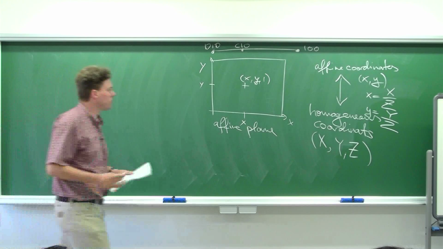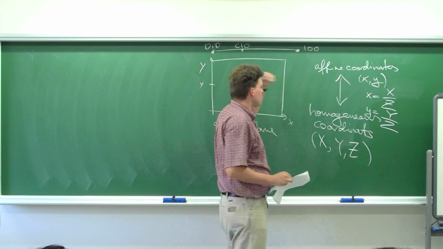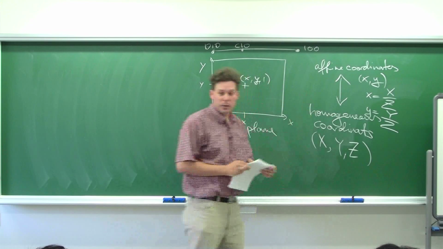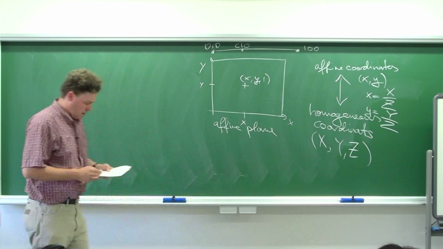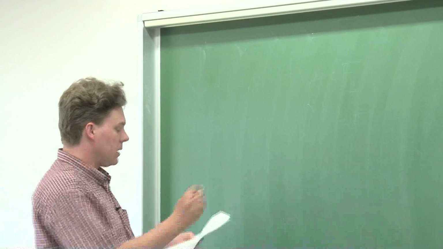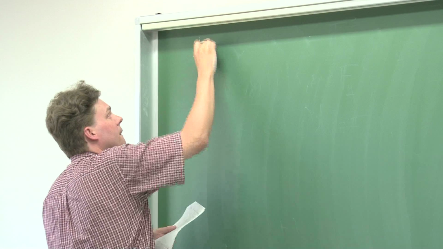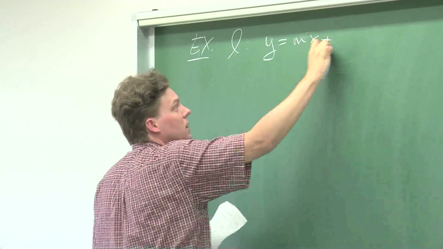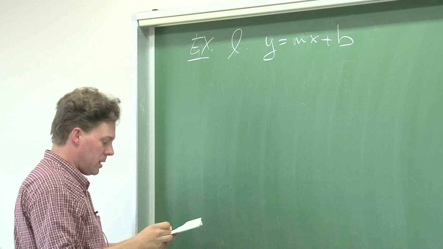So this would be called homogenizing an equation, and the other way around is dehomogenization. Let's just do one simple example, okay? So let's say I have a line, y is mx plus b, then I would homogenize.